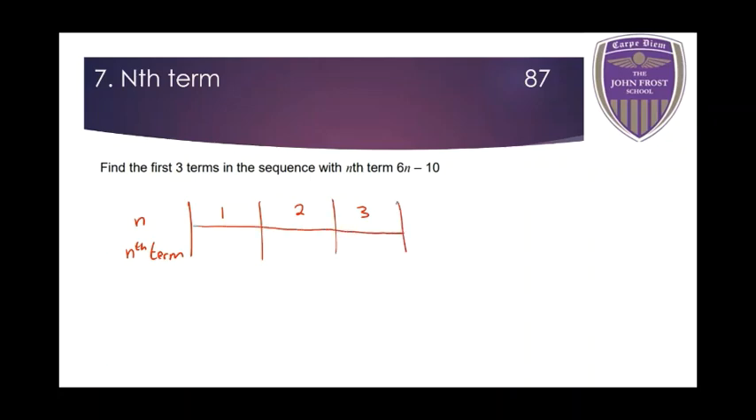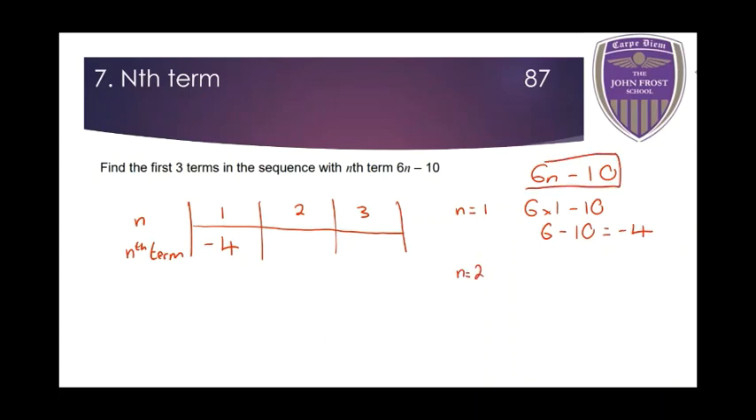So if n is 1, we need to put that into 6n take away 10, okay? So when n is 1, we've got 6 times 1 take away 10, which is 6 take away 10, which equals minus 4. So the first term is minus 4. Next, we've got n equals 2. Again, we're using this 6n take away 10, okay? So 6 times 2 take away 10, which is 12 take away 10, which is equal to 2. The second term is 2.